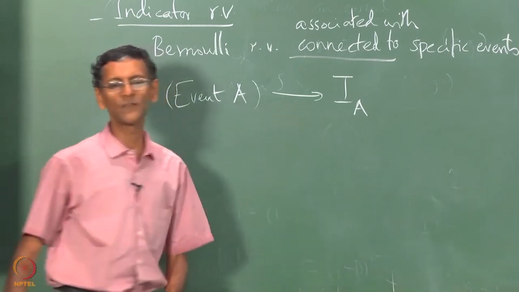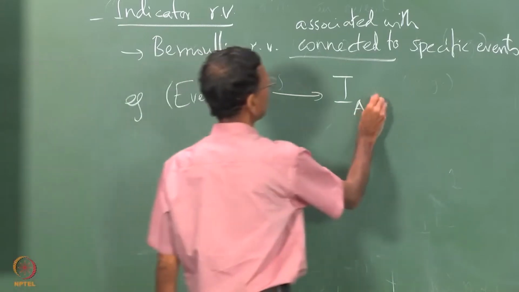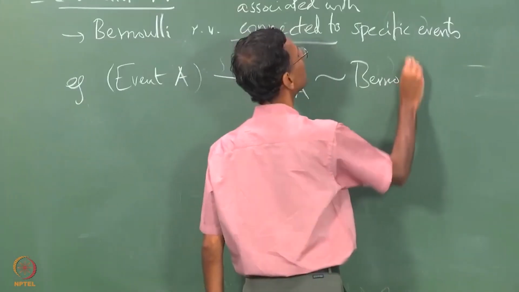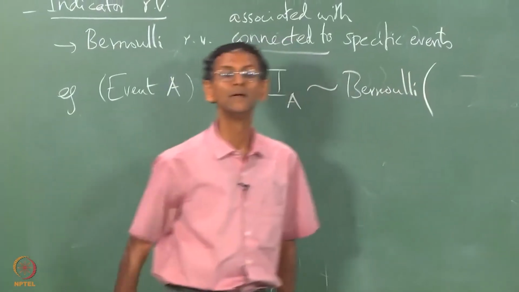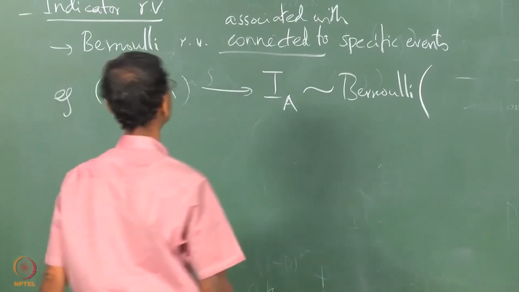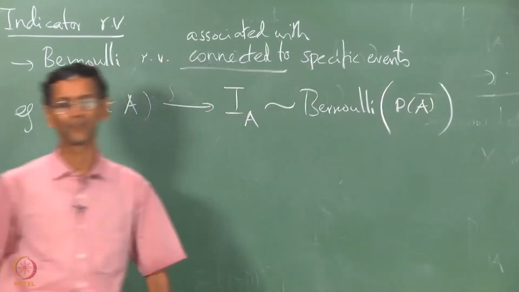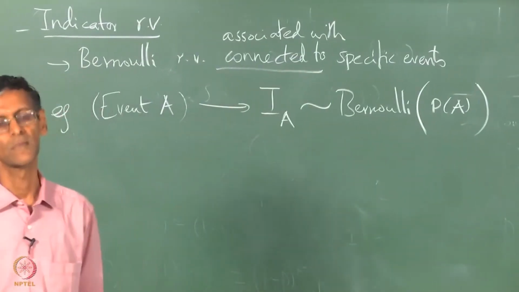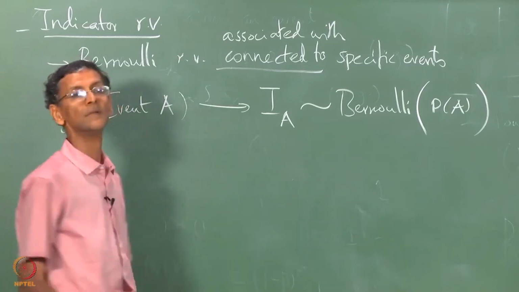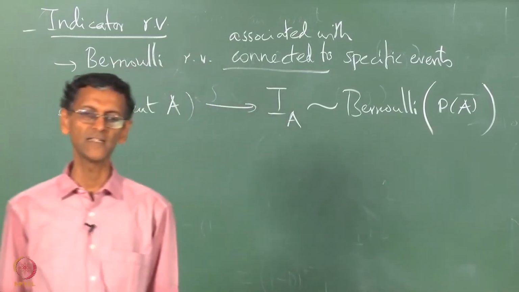So, what do you want of this I_A? You want it to be Bernoulli with what parameter? What is the success parameter of this Bernoulli? P of A. So, the probability that I_A is 1 is exactly P of A, and the probability that I_A is 0 is 1 minus P of A.